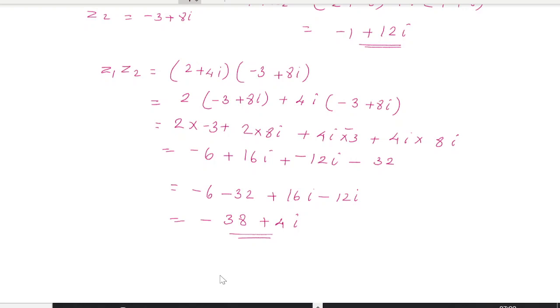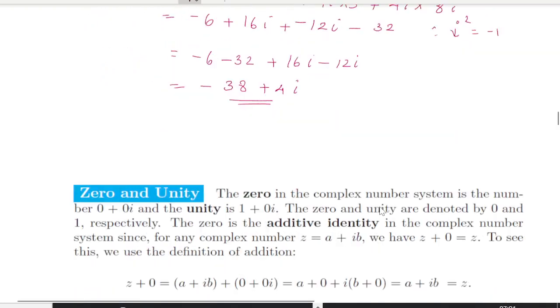First we are distributing this 2 to this. Next distributing 4i to this. Find the product. Then use the idea that i square equal to minus 1. Since i square equal to minus 1, then we can easily find the product of these two numbers.